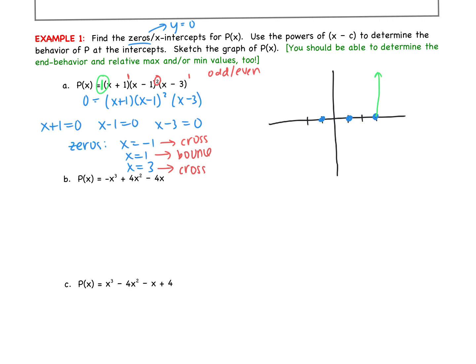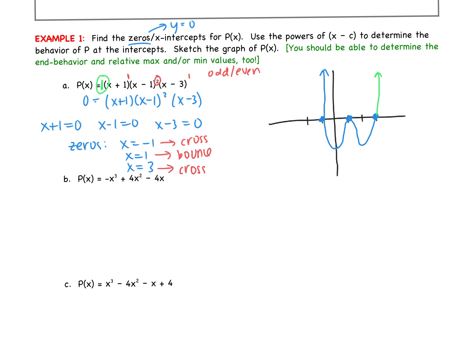And now we're going to follow our behavior. So at x equals 3, we said we're going to cross. So when we get to x equals 3, we have to cross. Then we're told at x equals 1, we need to bounce. So what that means is we have to come back up and hit x equals 1, but we're going to bounce. And then at x equals -1, we're going to cross. So when we get to that x equals -1, it's going to cross up like this.